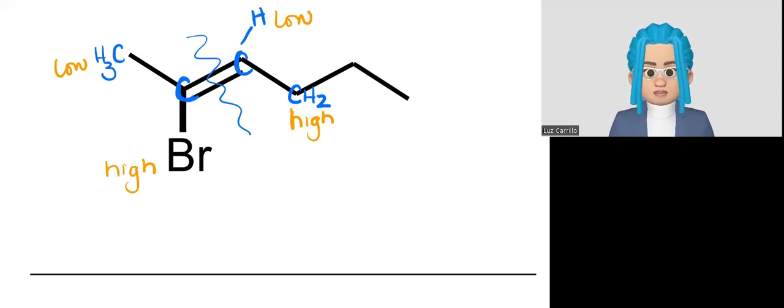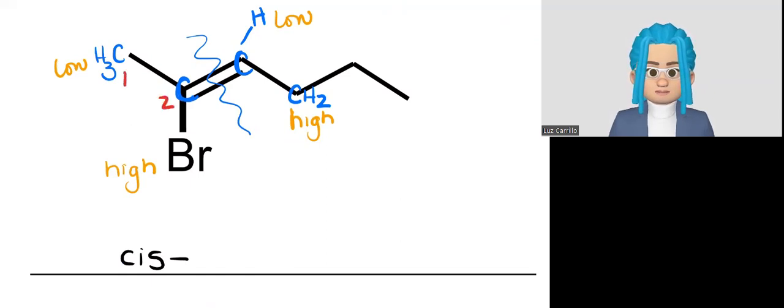In this example, we can observe how the lows are on the same side and the highs are on the same side. So for this molecule specifically, this configuration for an alkene is going to be cis, because my high priority groups are pointing in the same direction. Then I can continue just naming this molecule.